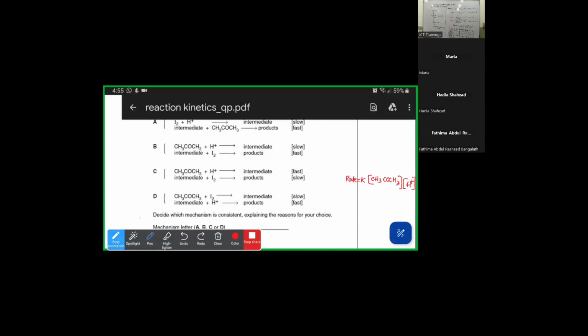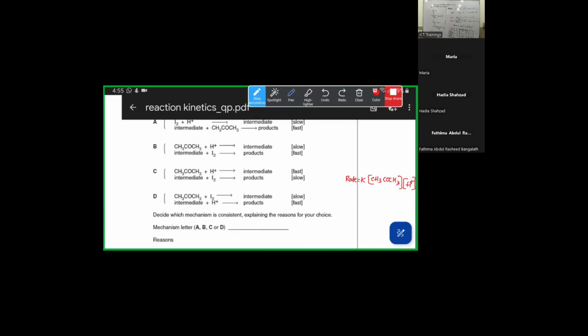Okay, so these are the four mechanisms, and the question is asking us to decide which mechanism is consistent with the rate equation, explaining the reason for your choice: mechanism A, B, C, or D. This rate equation has one mole of this one and one mole of this one. So it means in the slow step, one mole of these two things react with each other. First of all, we have to see the slow step. This is the slow step.